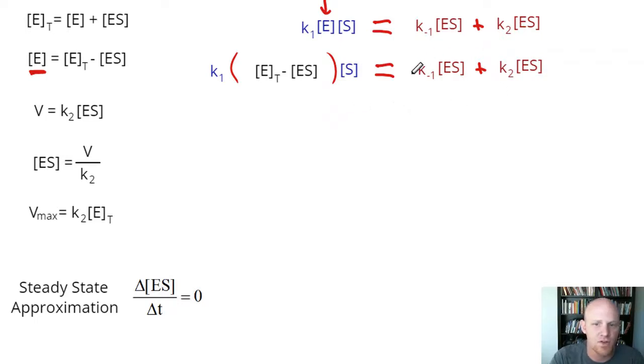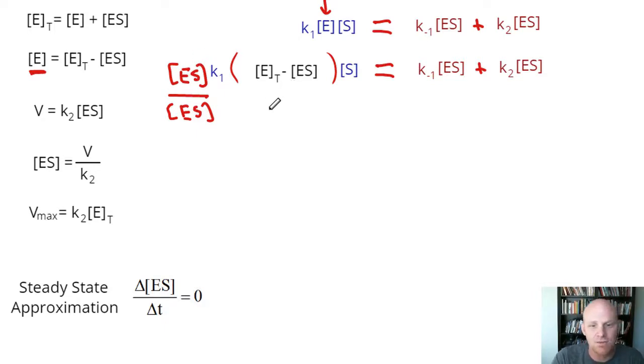Next thing we want to do is collect all the rate constants on the right-hand side of this equation. We can see that K minus 1 and K2 are both multiplied by the enzyme substrate complex. In order to get K1 off to the other side, it also needs to be multiplied by the enzyme substrate complex concentration. So what we're going to do is multiply by the enzyme substrate complex concentration all over itself. That way, effectively multiplying by 1, we haven't really changed the equation.